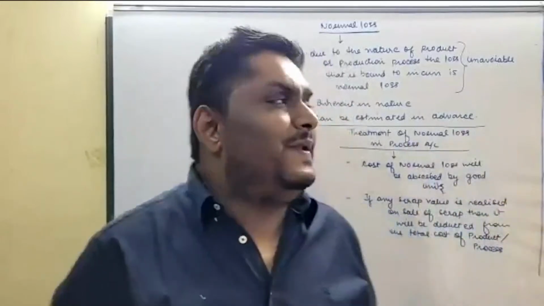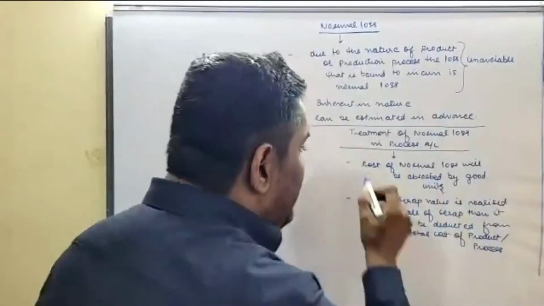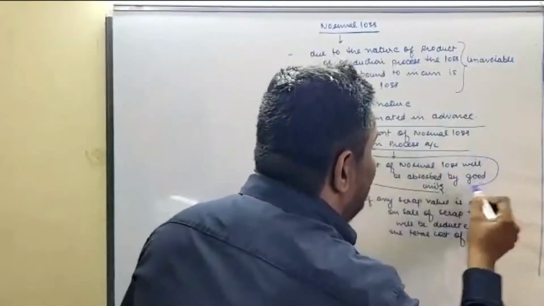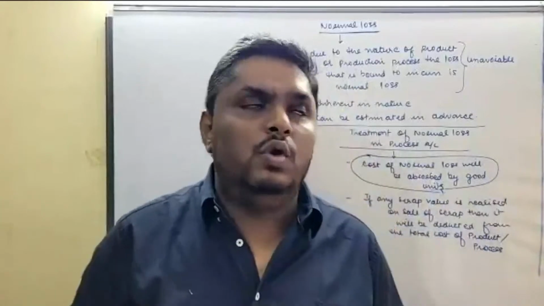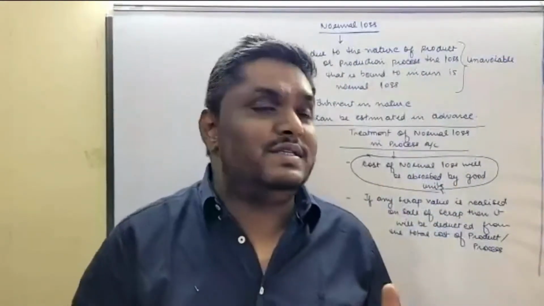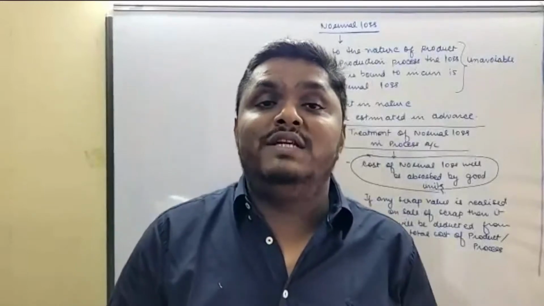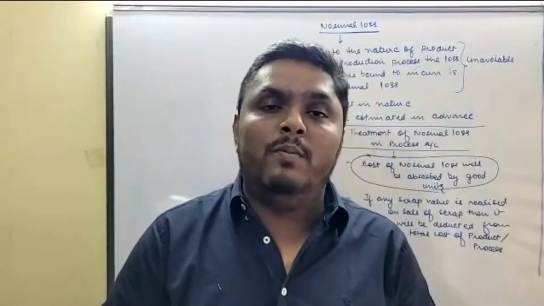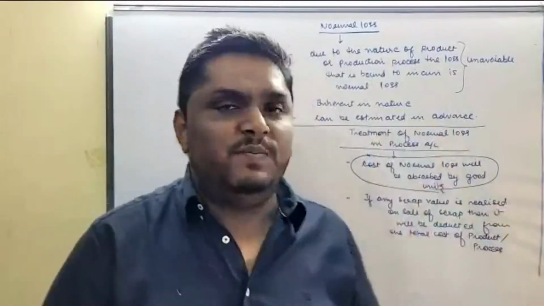I request you guys to please copy this part. I'll be discussing this part with the help of an example also. So don't worry, guys. First copy this part and then we'll discuss the concept of how this cost of normal loss is absorbed by good units. So please copy this part first.